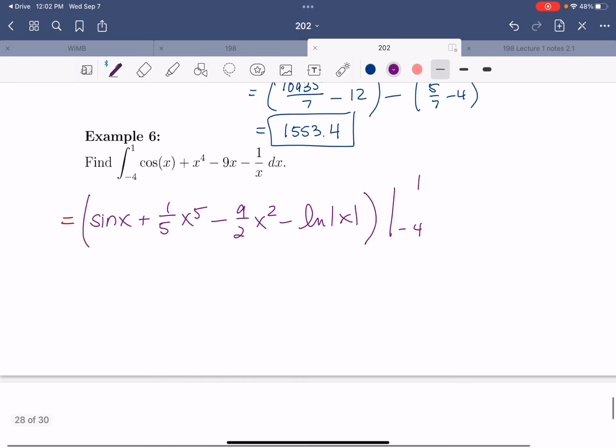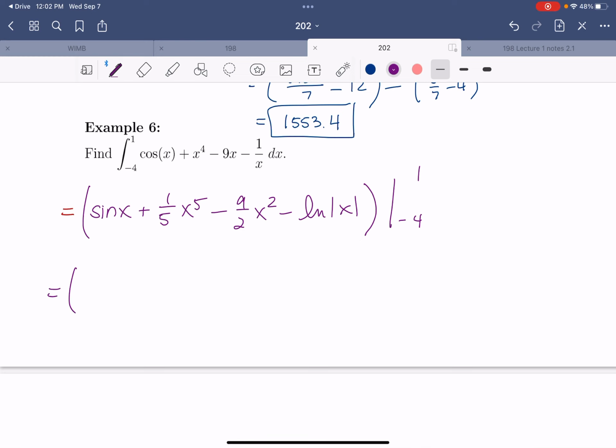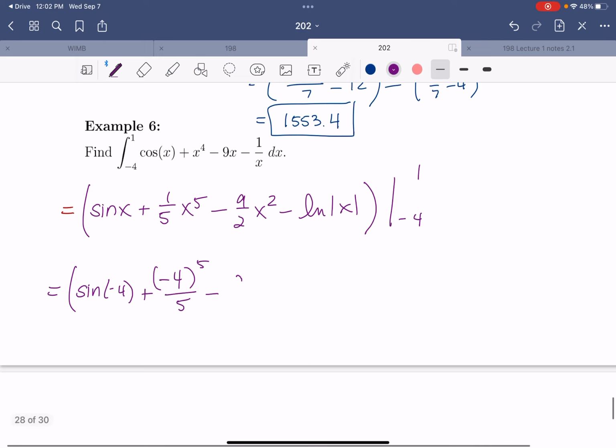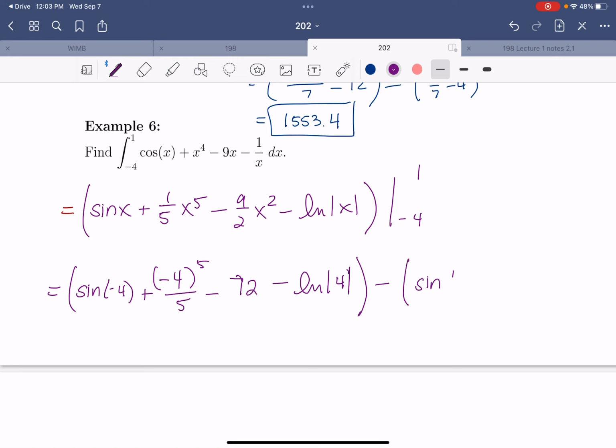So I'm going to take all of this and plug in -4. So that's the sine of -4 plus -4 to the 5th over 5 minus 9 times 8. -4 squared is 16. 16 over 2 is 8. 9 times 8 is 72. Minus the natural log of 4, right? Because the absolute value takes away the negative. Minus, you're going to plug in sine of 1 plus 1/5 minus 9 over 2. And the natural log of 1 is just 0, so minus 0.